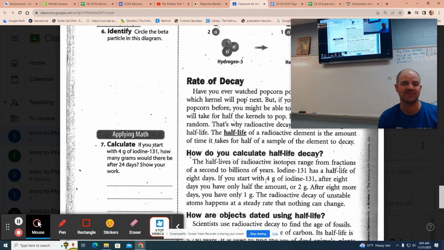Iodine-131 has a half-life of 8 days, pretty darn fast. If you start with 4 grams of iodine-131, after 8 days, you only have half that amount left. After 8 more days, you'd have only 1 gram, right? Another half. The radioactive decay of unstable atoms happens at a steady rate that nothing can change. It doesn't matter what the temperature is outside, or the pressure it's under. It's a constant.